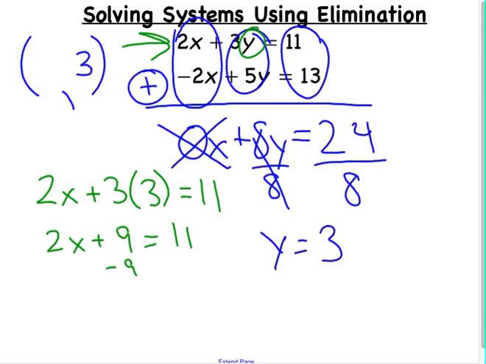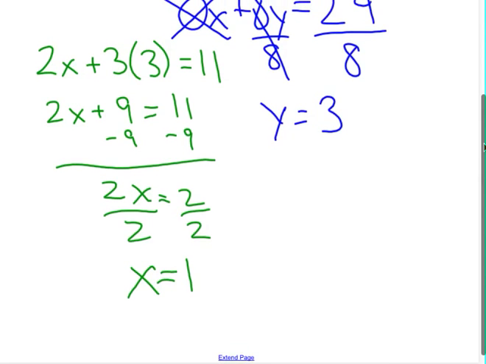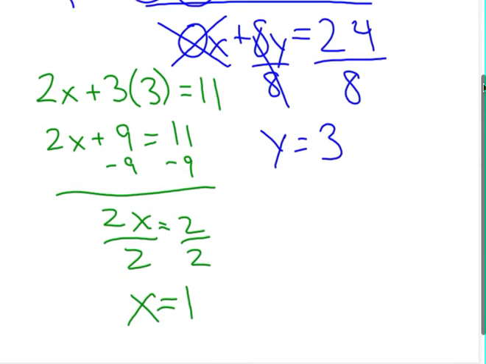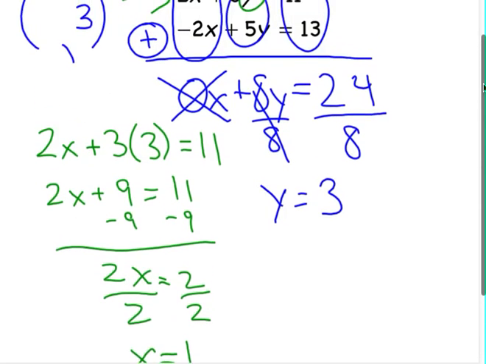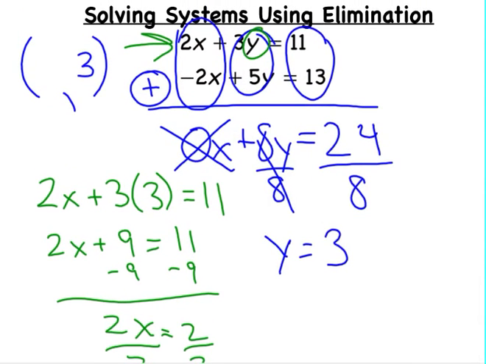Subtract 9 from each side. I get 2x equals 2. Divide each side by 2. So I get x equals 1. So I'm going to take that. I'm going to go back up here. And I'm going to write 1 here.